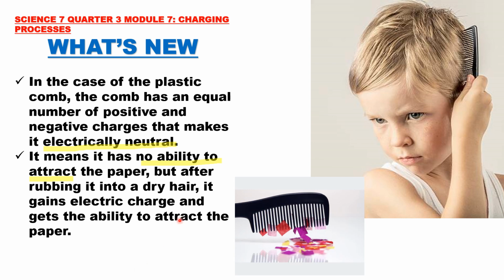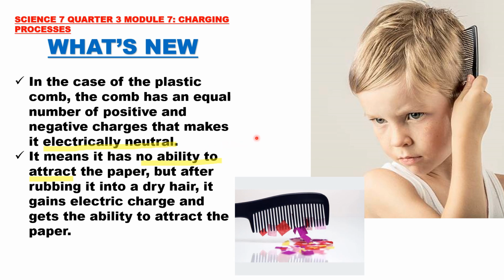So, kanina, doon sa ating kwento, bago gamitin ni Andres yung suklay niya ay electrically neutral. Ang ibig sabihin ng electrically neutral, ang number ng positive charges, ang number ng protons, at number ng negative charges or number ng electrons ay equal. Pag equal, ibig sabihin neutral, neutrally charged yung object. Kapag neutrally charged ang isang object, it has no ability to attract.